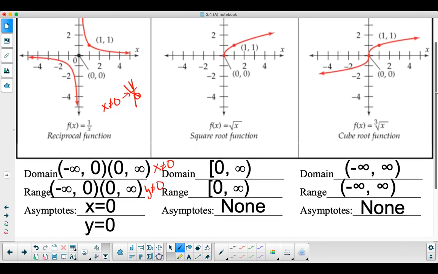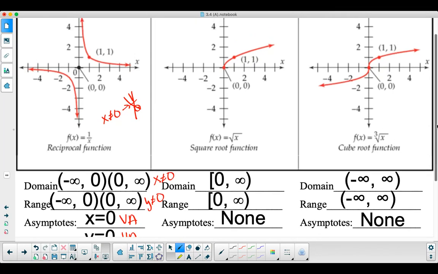So since x and y cannot equal 0, that means we have asymptotes. As we draw our graph horizontally, the asymptote, or what the graph approaches but never touches, is 0. So y equals 0 is a horizontal asymptote. And then x equals 0 is a vertical asymptote, because again, the graph approaches that line but never touches it.